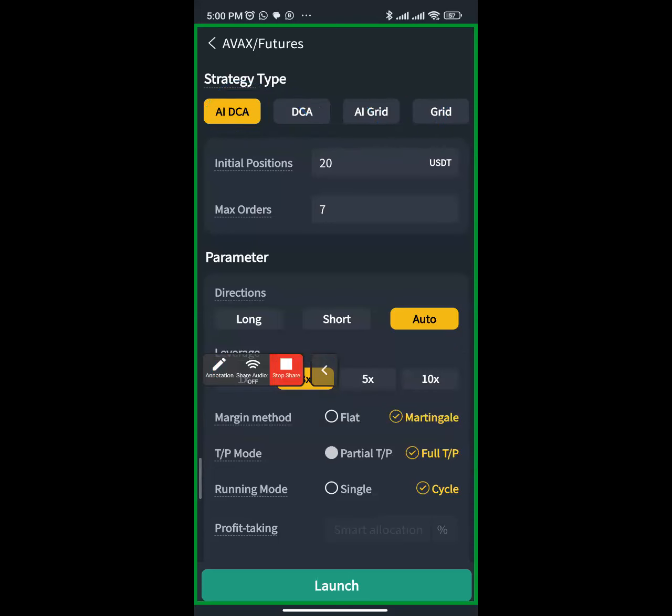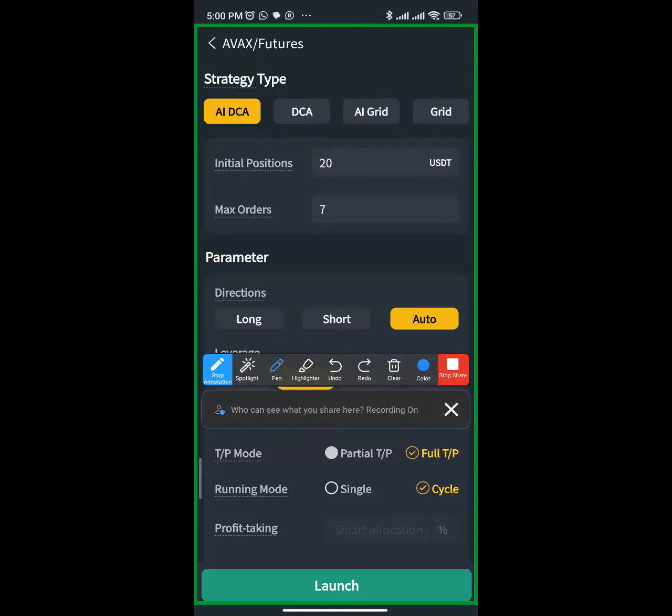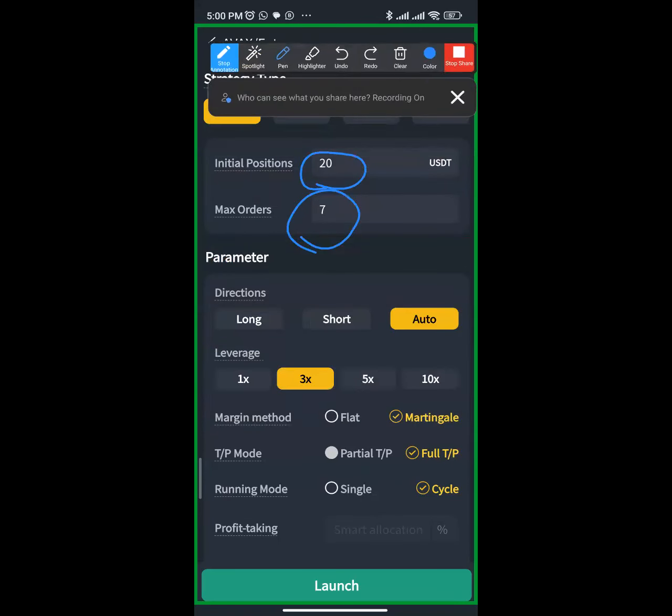So what's the setup like now? You can see that for $100 to $700, according to your charts. Do not take my word for it; you have to check your charts. Now, the initial position is 20 for those trading between 100 to 600. The max order is 7. You can see it down. It's on auto. It has to be on auto.